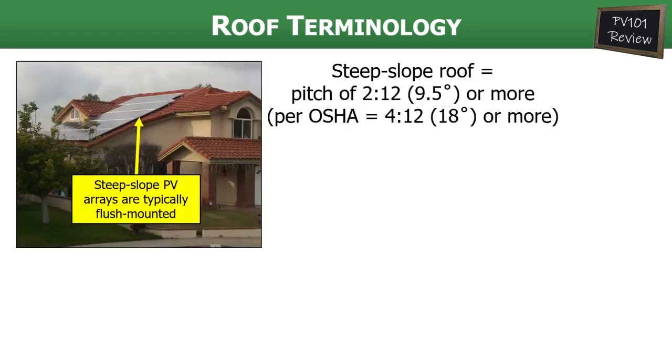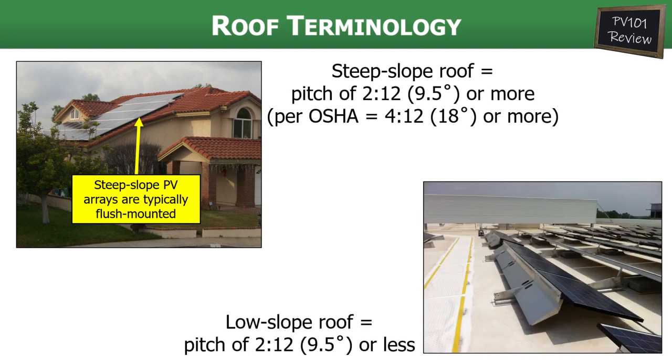Now, before we get too far into the lesson, let's do a little review from our PV 101 class and talk about the difference in roof type. The two common ways of referring to roofs are steep slope, which is generally seen as a roof with a pitch of 2/12 or 9.5 degrees or more, and a low slope roof, which is generally seen as a roof with a pitch of 2/12 or 9.5 degrees or less.